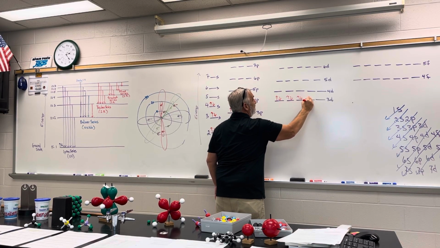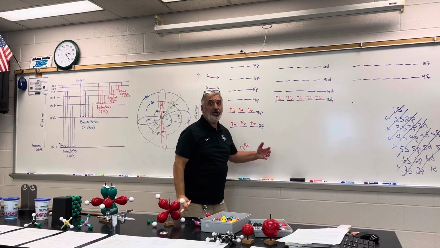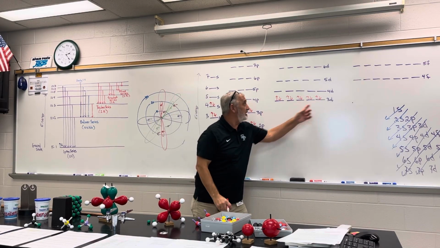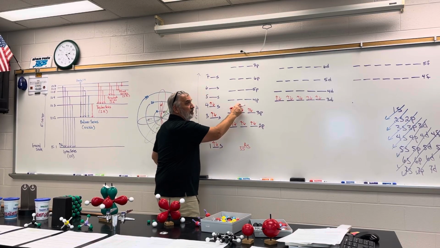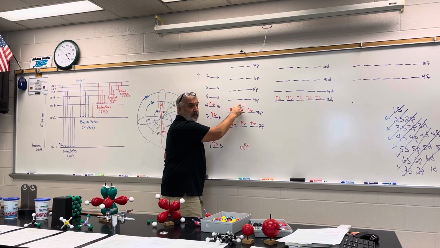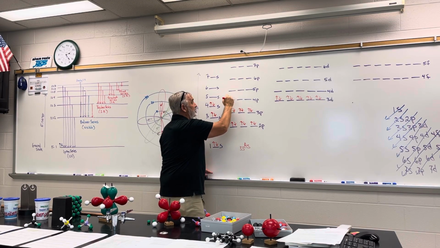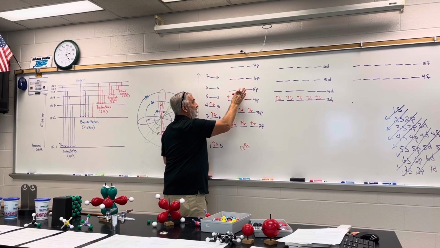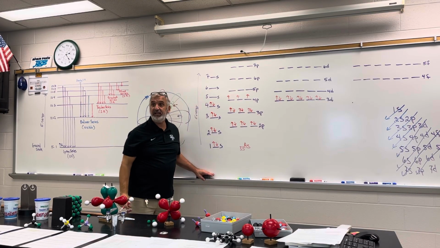Now, technically, we're putting 1 into each, but I'm just saying, look, nobody's going to know if you went and then came back, okay? You know it's going to be filled. But now I'm going to 4p. So how many go into 4p? 3. This is where Hund's rule really has to make sure. Because you're not going to pair them up, you're going to go 1, 2, 3. 1 into each.